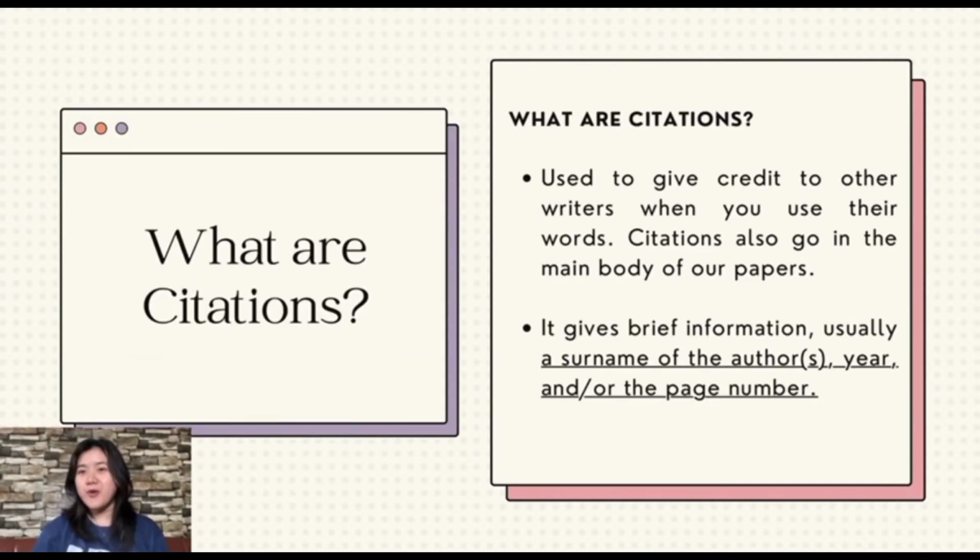So to start, what are citations? Citations are used to give credit to other writers when you use their ideas or their words. Citations also go in the main body of our papers. It gives a brief information, usually a surname of the author or authors, the publication year and or the page number.